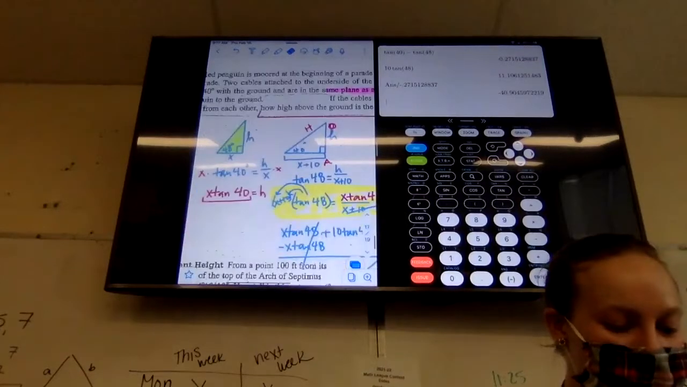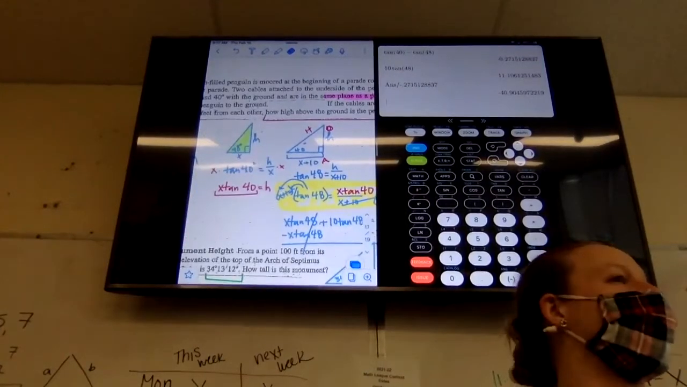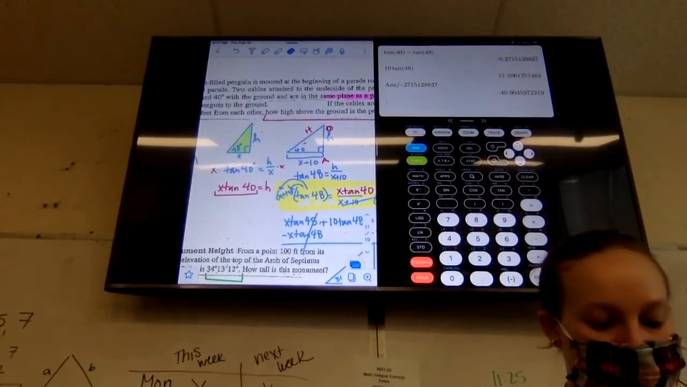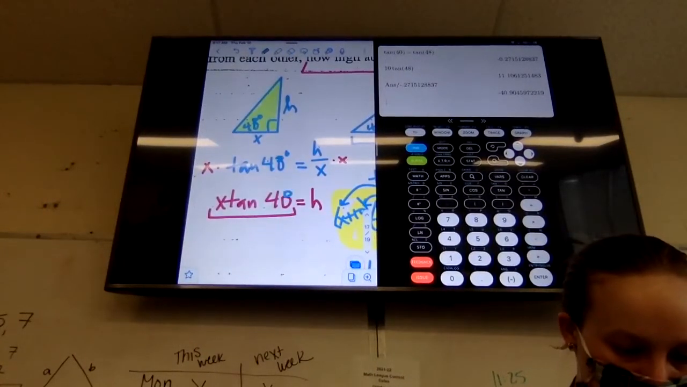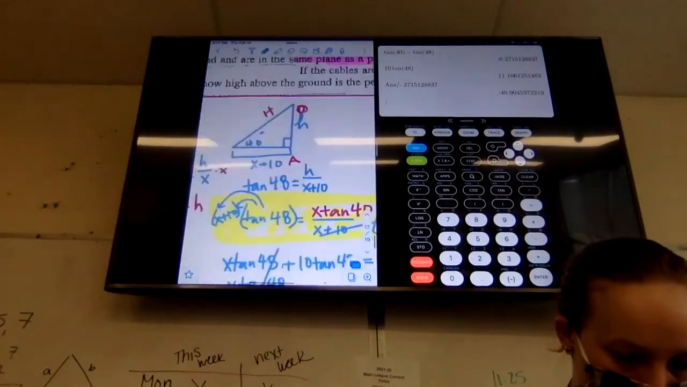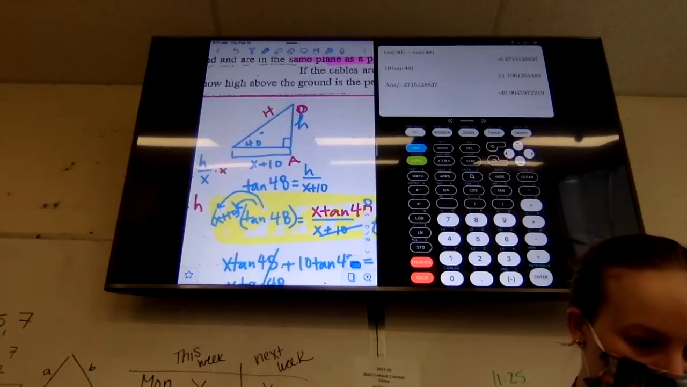Okay, yes, those angles should have been different. So go back and change all of your angle 40s to be 48 and make all your angle 48s 40. All right, let's make that 48. This one's 48. This one should have been 40.